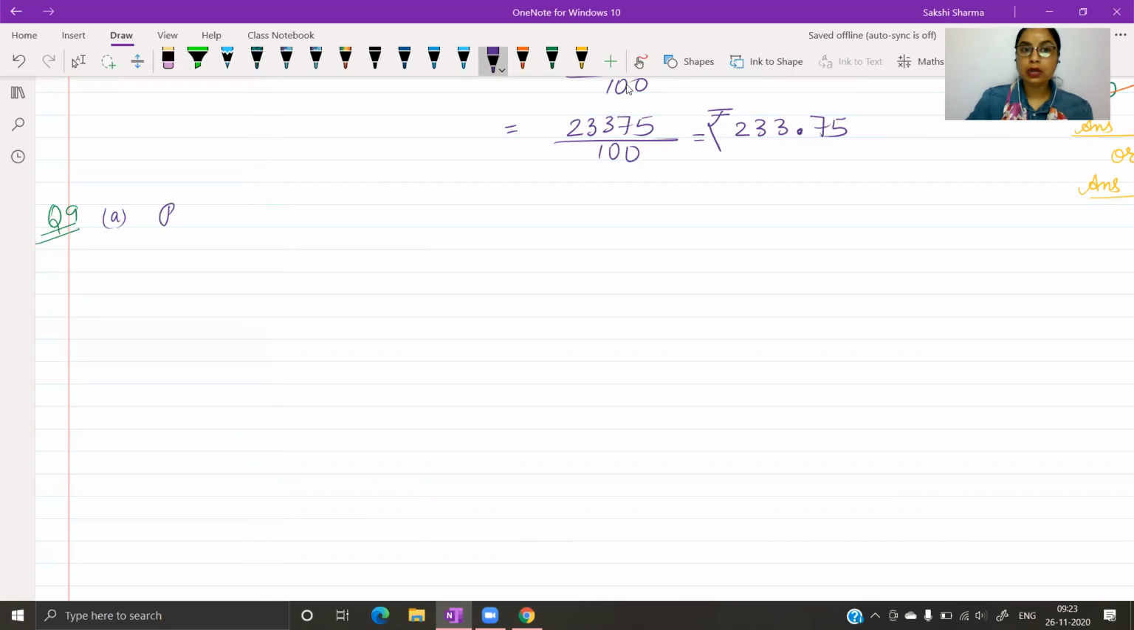We are going to write down the principal. You can write it simply as capital P. It's 1,200 rupees.